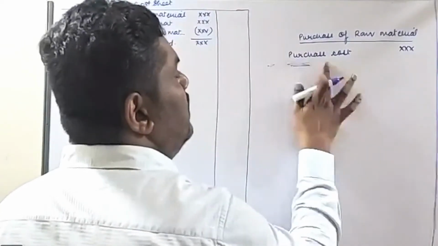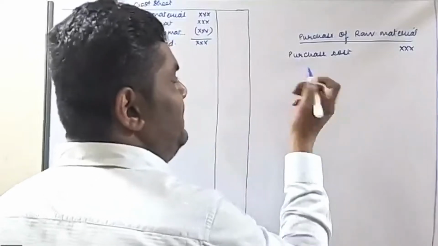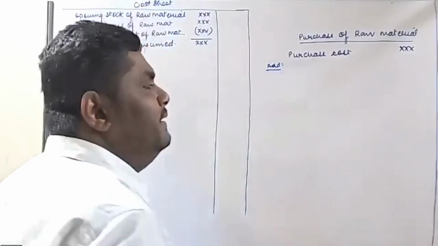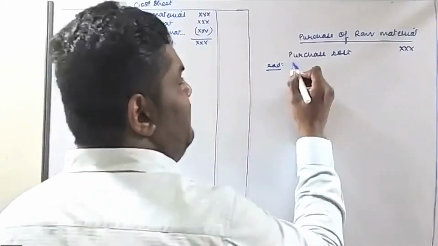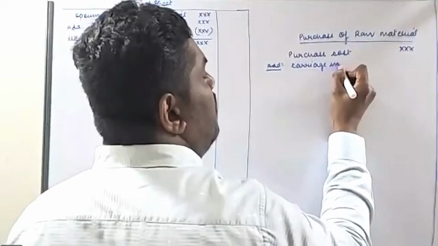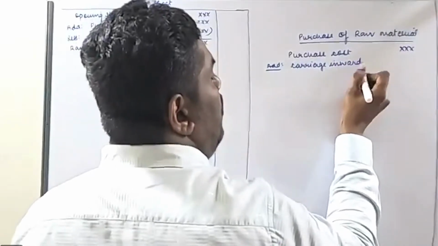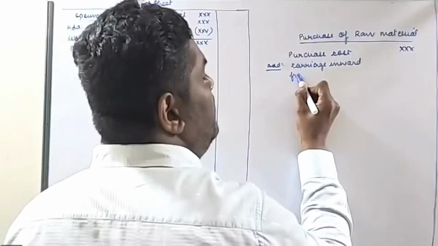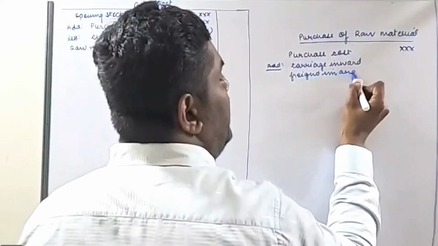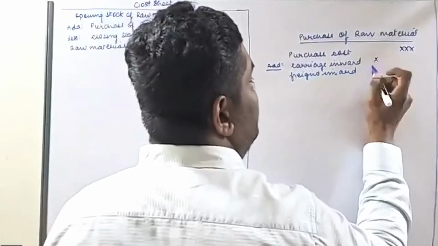We do subtract trade discount, but we will first write the items that need to be added. So if we are paying any carriage inward, or freight inward, it will be added to the purchase cost of raw material.